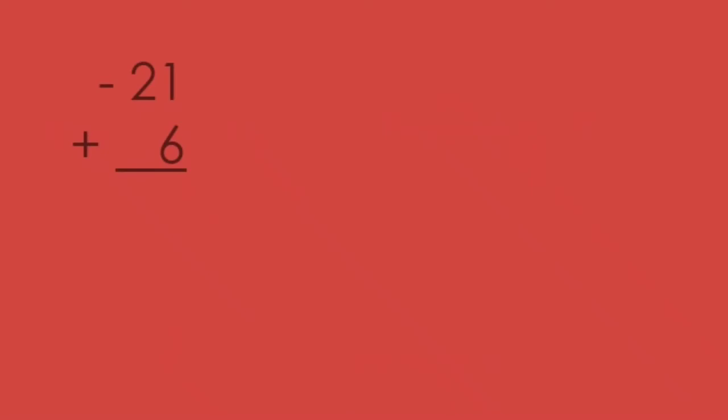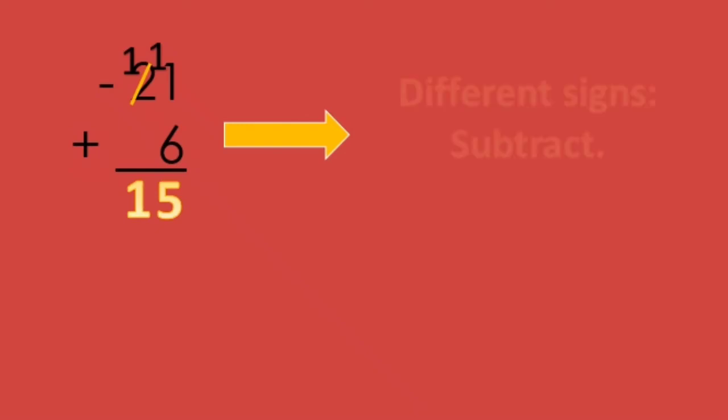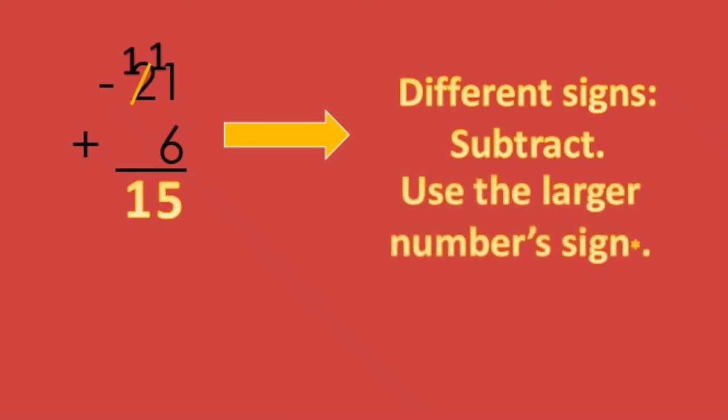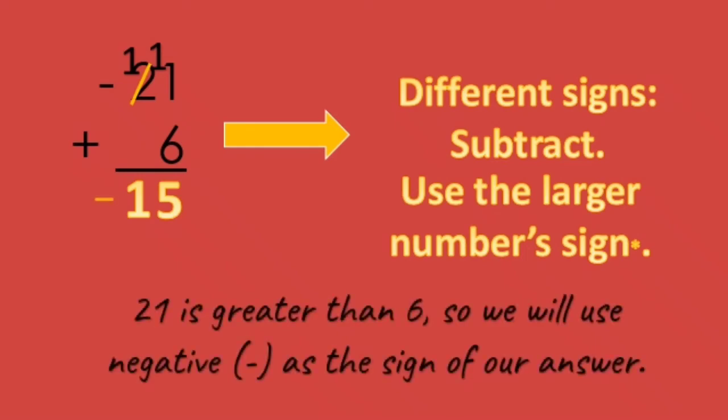Now, since they have different signs, we will subtract. So negative 21 plus 6, 1 minus 6 cannot be. We will borrow from 2. 2 will become 1 and 1 will become 11. Then 11 minus 6 is 5 and 1 will be brought down, and our sum is 15. But that is not the answer yet, because after we subtract with different signs, we will use the larger number's sign. So 21 is bigger than 6. That means the sign of 21, which is negative, will be kept by the answer. So the answer will be negative 15.